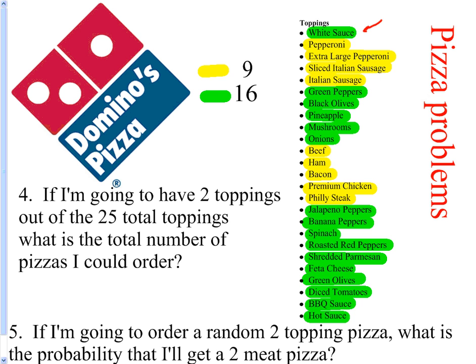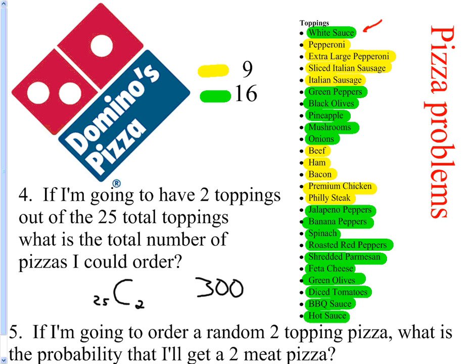I'm sensing that you guys are pretty much done. Did you have 25 choices and you're going to choose 2? Did you actually calculate that, somebody? What'd you get? 300 is correct. So this is real world. This is right off their website. So that means there's 300 different kinds of 2-topping pizzas you could order.